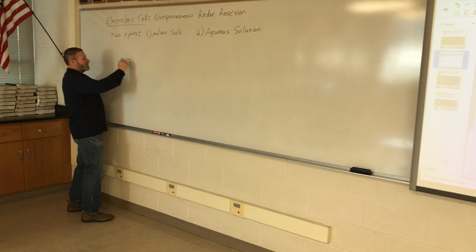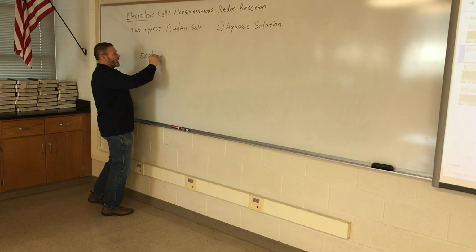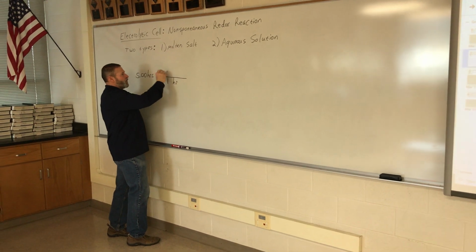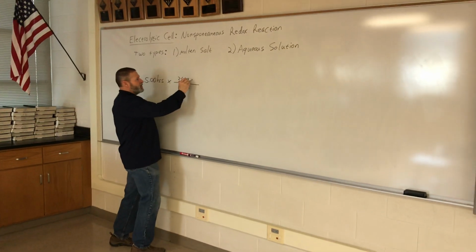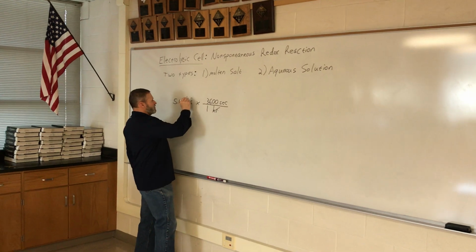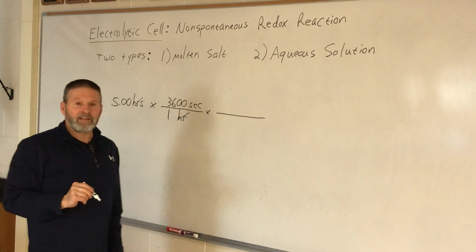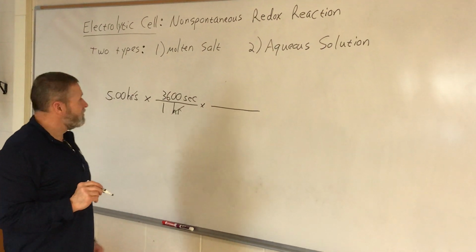60 times 60, I think. I think you're right, Mr. Moore. So we got 5 hours, 1 hour, 3,600 seconds. So we cancel the hours. If you love factor label problem solving, this will be fun.